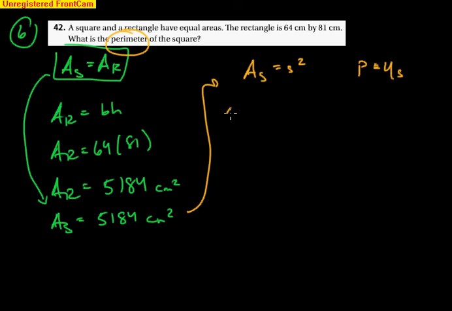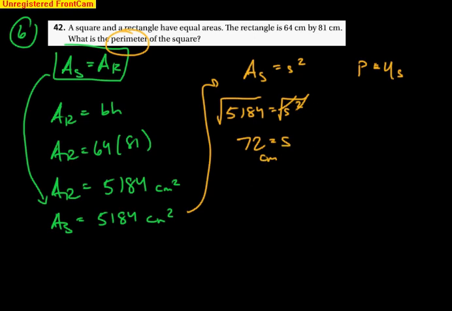Well, the area of the square is 5184. To solve for s here, I can take the square root. That is what gets rid of squared. So if I take the square root of 5184, I get s to be 72. This is 72, and these cancel. That's s. S is 72 centimeters. So that's the side length of each side of the square.